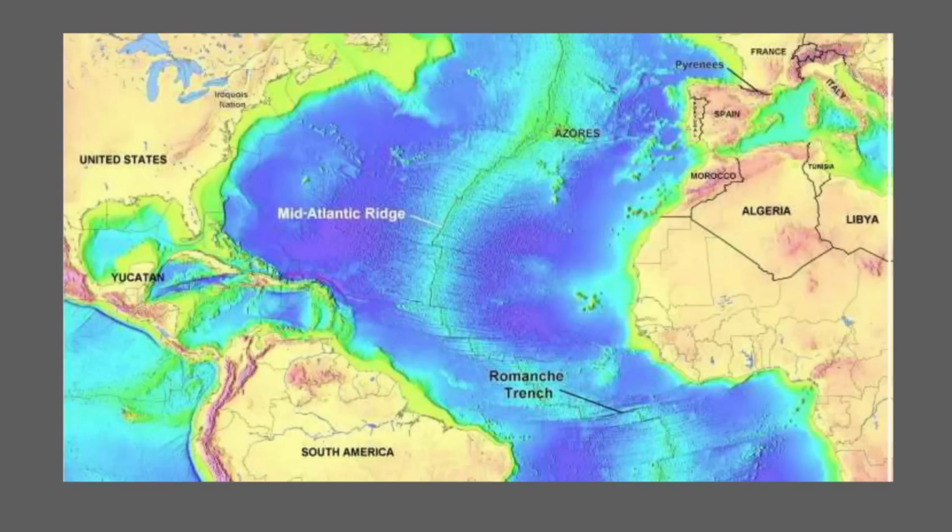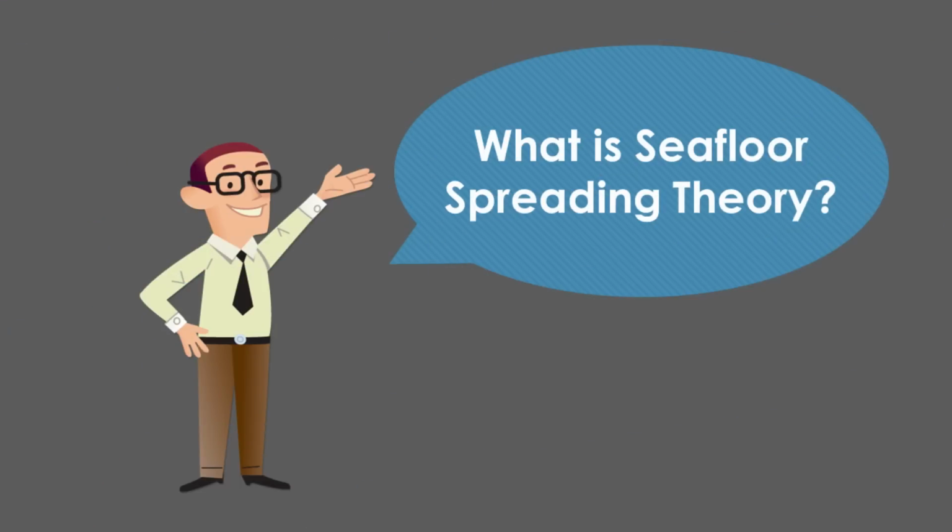One of these is the famous Mid-Atlantic Ridge, an undersea mountain chain in the Atlantic Ocean which has a gigantic cleft about 32 to 48 kilometers long and 1.6 kilometers deep. The ridge is offset by fracture zones or rift valleys. What is seafloor spreading theory then?